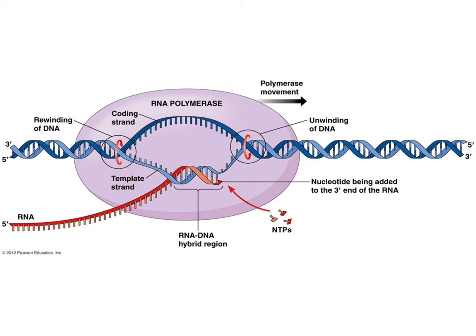So what happens here is an enzyme called RNA polymerase travels along the DNA and unwinds the DNA, allowing for a strand of RNA here to be made, or transcribed, by reading the strand of DNA.